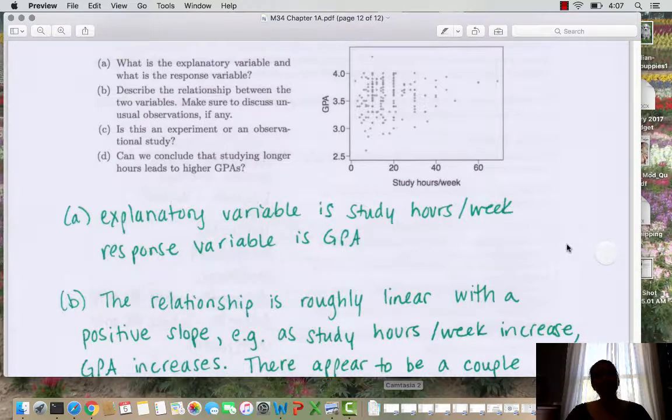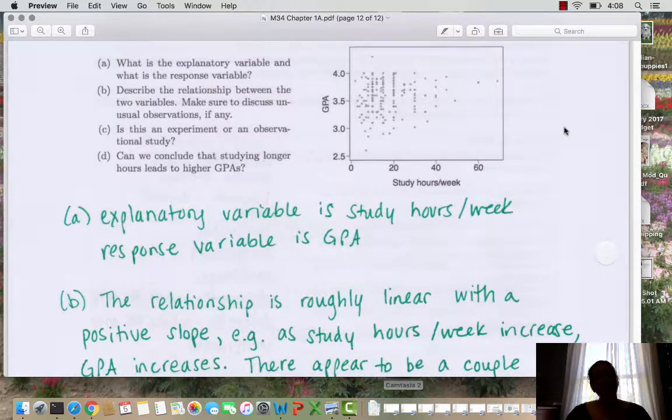Question B asks us to describe the relationship. I'm going to say this is roughly linear. It's not super linear, but if I look at the trend, it's roughly going up in a linear trend. If I had more data points, maybe there'd be a bit of a curve, but it looks like it's very roughly linear. We'll talk later in the semester about how rough we can get and still have a relationship.